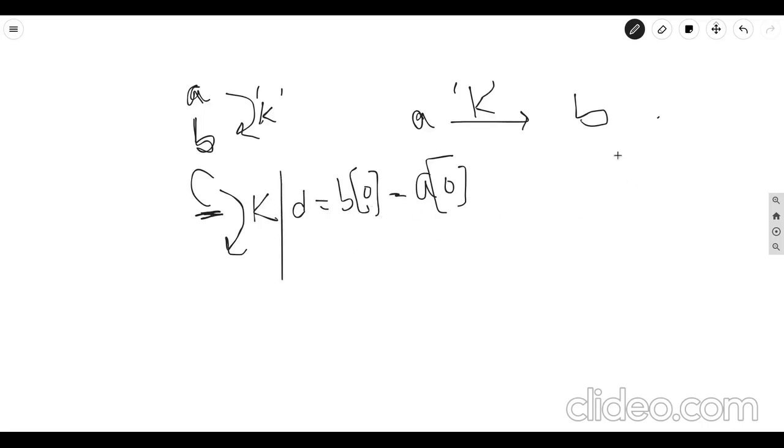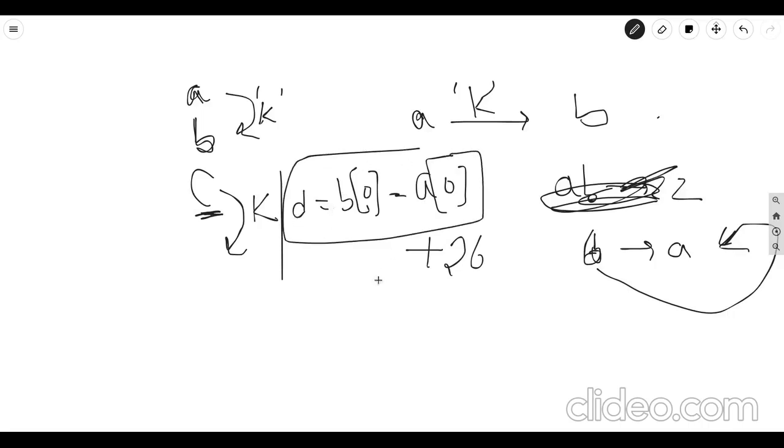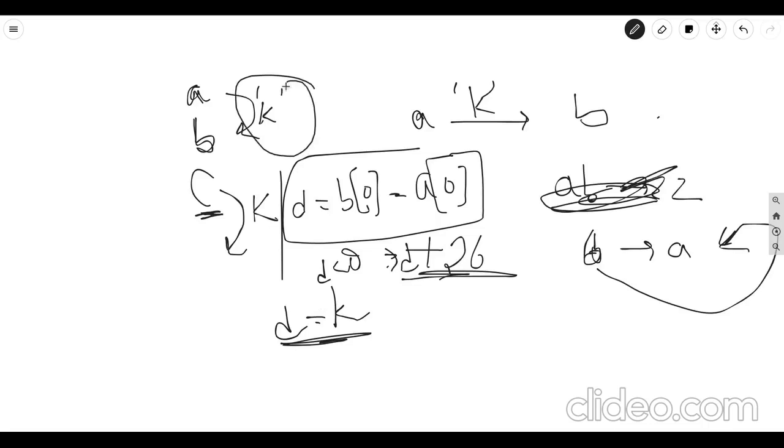Now this can be negative. For example, if we convert B into A, it seems like it's getting negative. So to shift it back to positive, we can add 26 so that the difference gets back to positive and we can easily compare. So we calculate the difference D, and if D is negative, we add 26. Now we got our K. This D will be K, the value by which we are shifting.